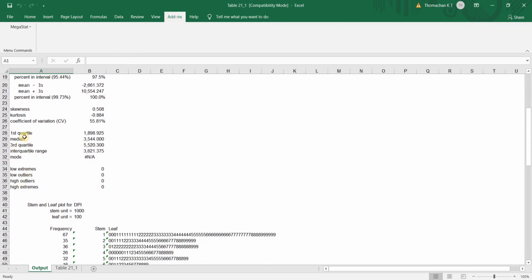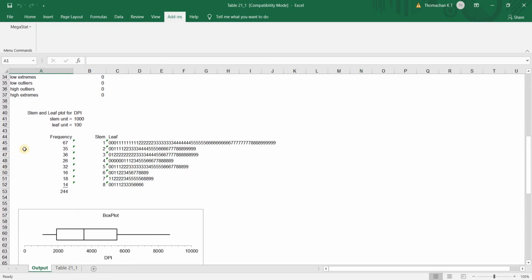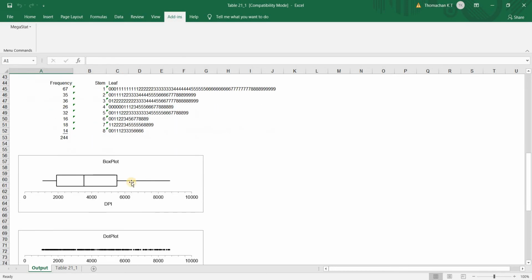Then first quartile is this value, median is this, third quartile is this. Interquartile range is given, mode is not calculated because mode is not there. Then stem and leaf values are given that you can consider.